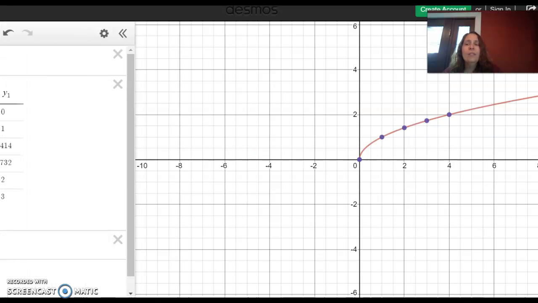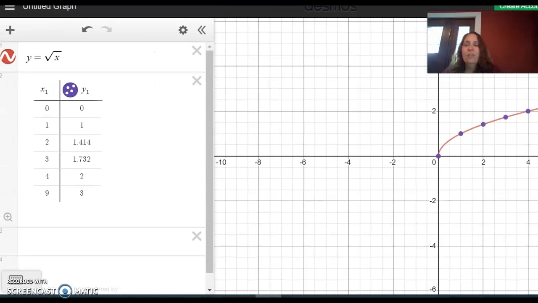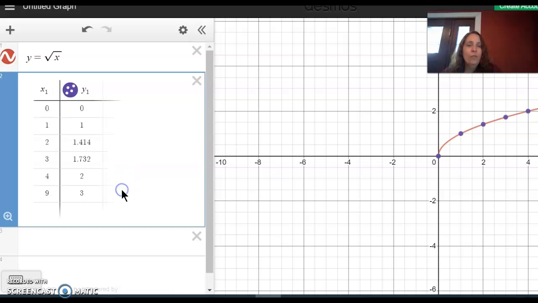And where I got that was that I started out by graphing, and you can see, let's see if we can get this here in our view. There we go. You can see that I graphed the function y equals the square root of x, and then I just made a table so that I could actually highlight those points for you.